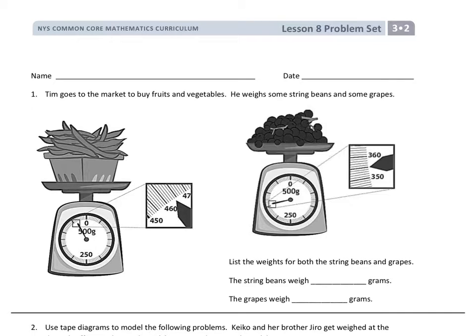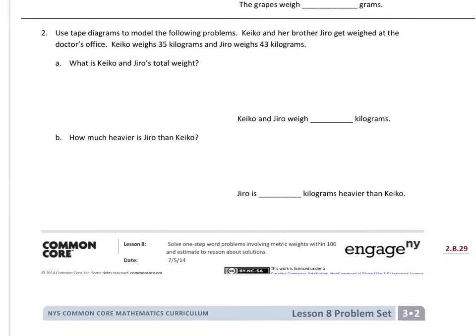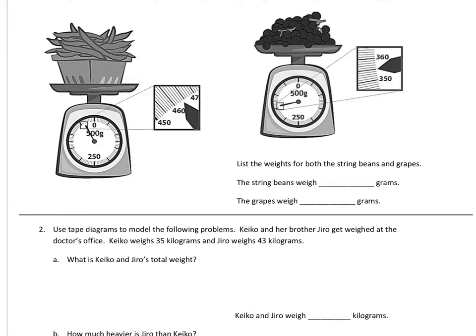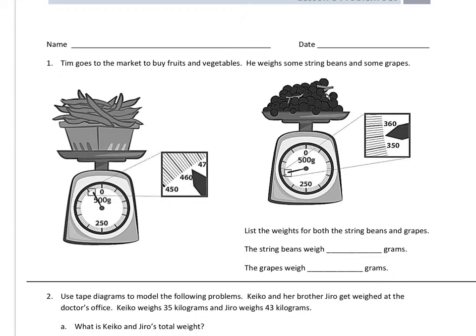We're going to take a look at Lesson 8 problem set today, and it is all about solving one-step word problems involving metric weights within 100 and estimating to reason about their solutions. Question 1 says, Tim goes to the market to buy fruits and vegetables. He weighs some string beans and some grapes. List the weights for both the string beans and the grapes.